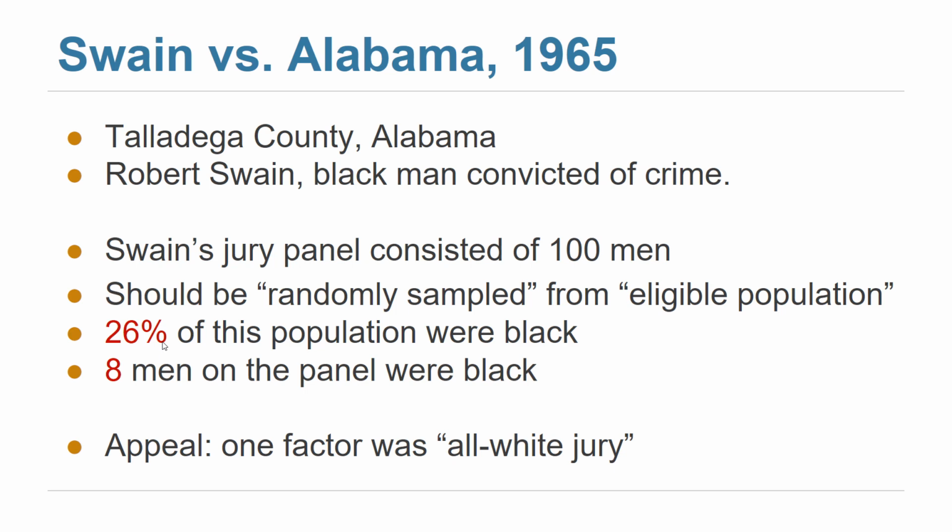So, one factor in Swain's defense was that kind of all-white jury. So there's something wrong in the distribution in the jury. Of course, this is exaggeration here. It's not all white, but the white were much more than they should be in the jury.